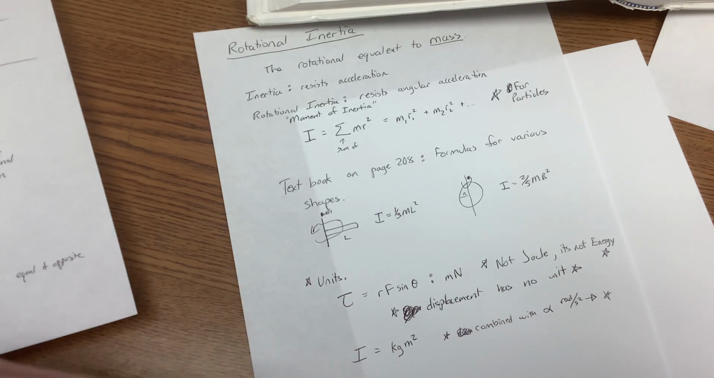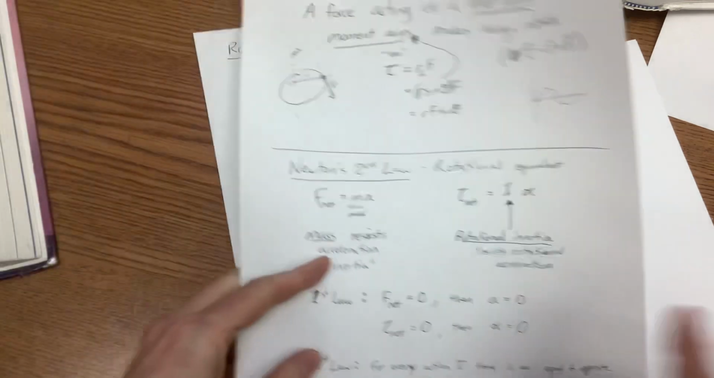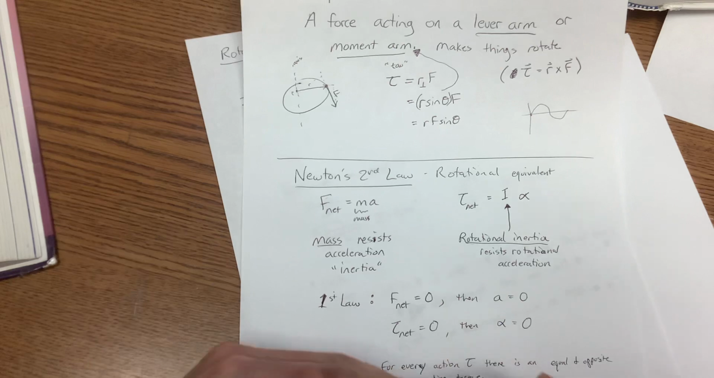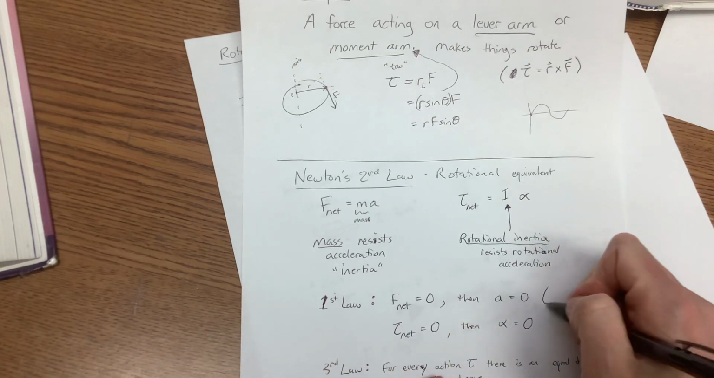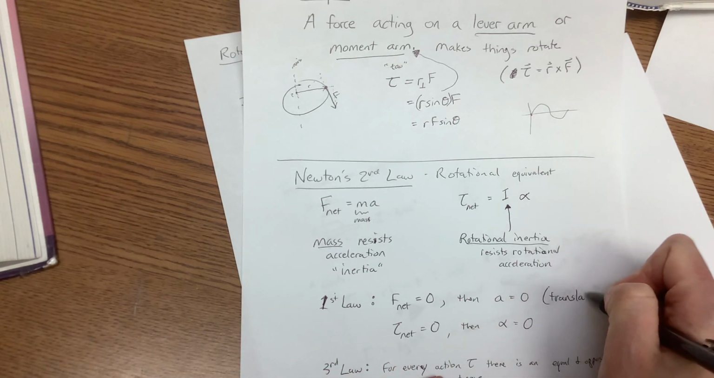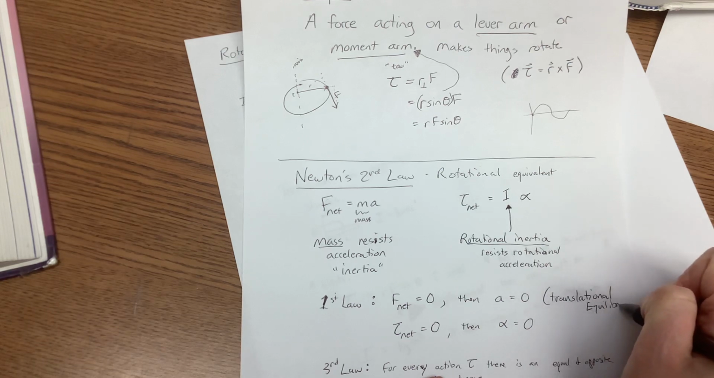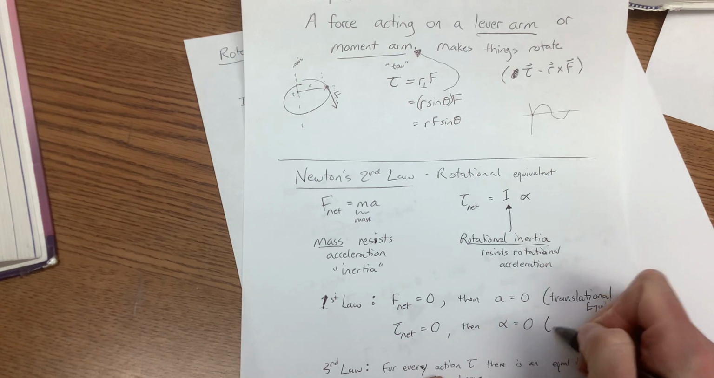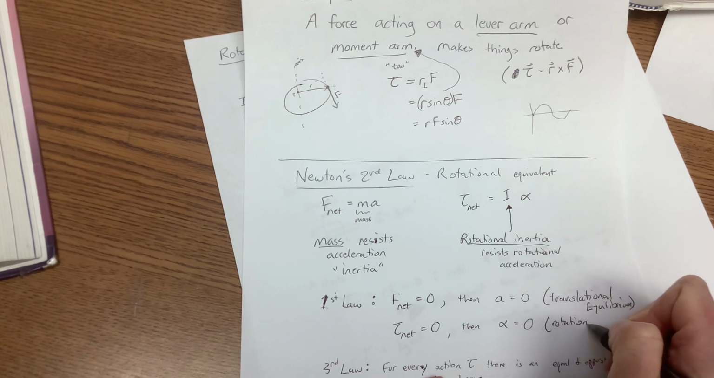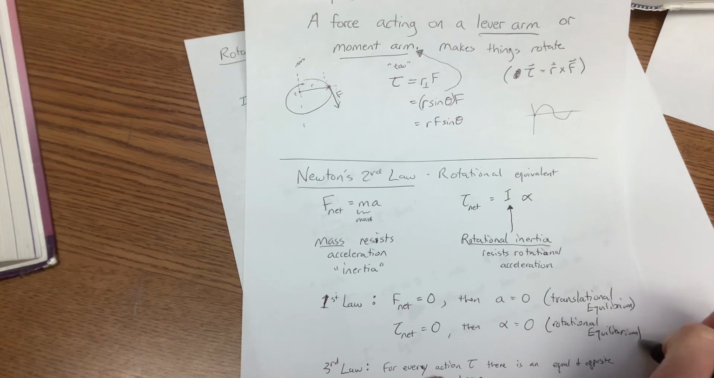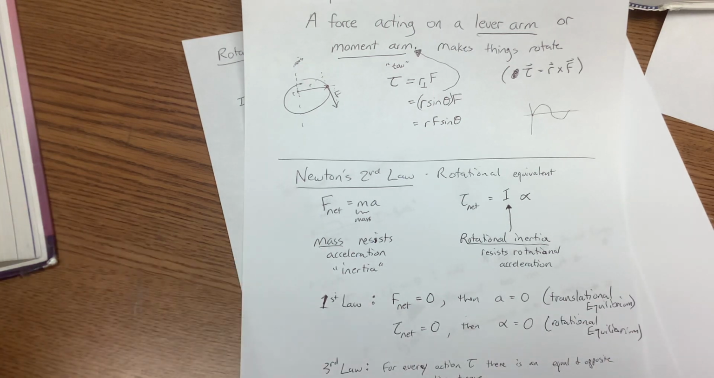If you have something that is not moving, you're going to want to be using these things here, just like before. They call this translational equilibrium, and they call this rotational equilibrium. If you see those words, then you know these things are true, and you can use that to solve your problems too.